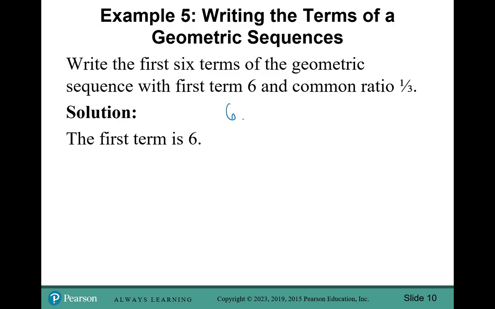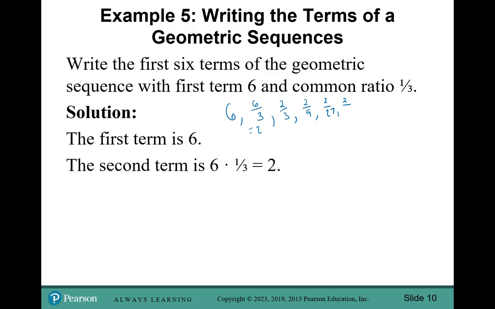I'm going to try to write 6 of these terms. The first one is 6. The second one would be technically 6 over 3, which is equal to 2. The next term would be 2 over 3. Okay, that doesn't reduce. Then that would be 2 over, let's see, 3 times 3 is 9. And that would be 2 over 9 times 3 is 27. Then that would be 2 over 27 times 3. Ooh, it's getting complicated, right? Let's make sure we're doing it right.